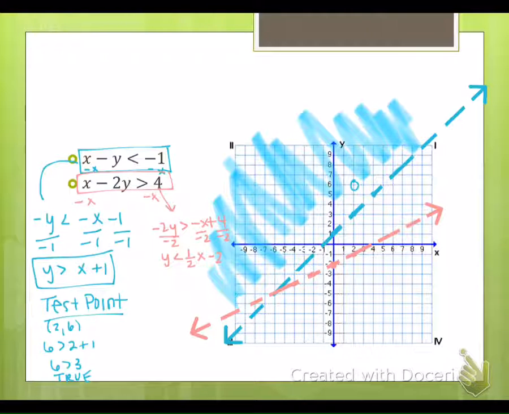Okay, Katie, it says it's less than 1/2 x minus 2. So what point do you think is less than that line? 0, -3 is below that line, so probably. So we'll do the test point 0, -3.